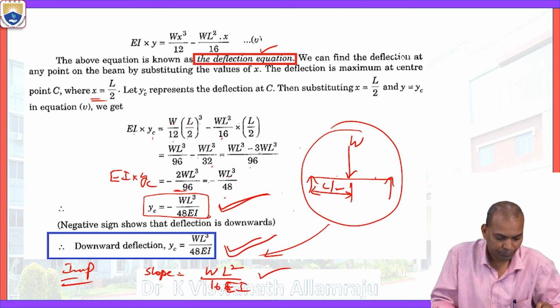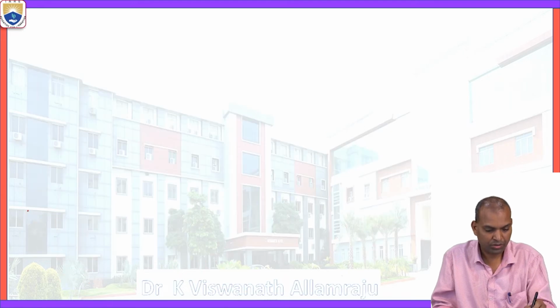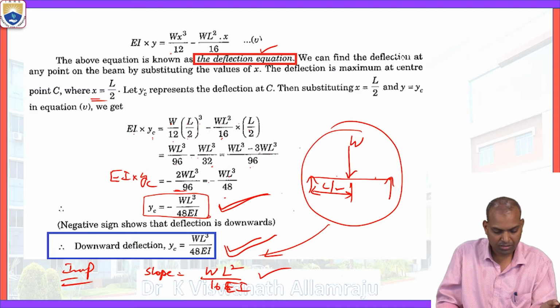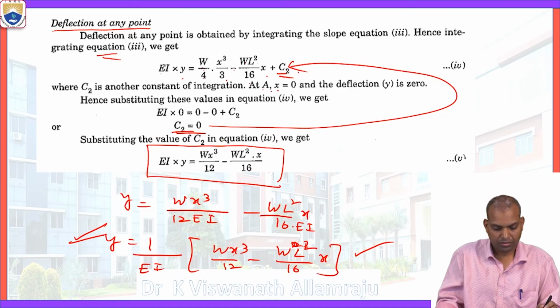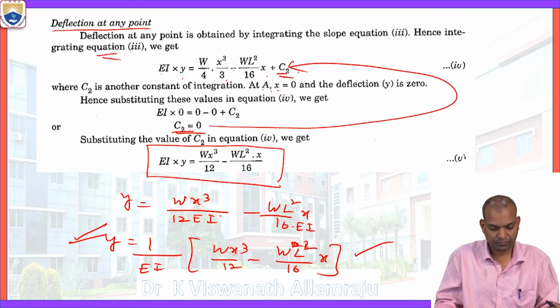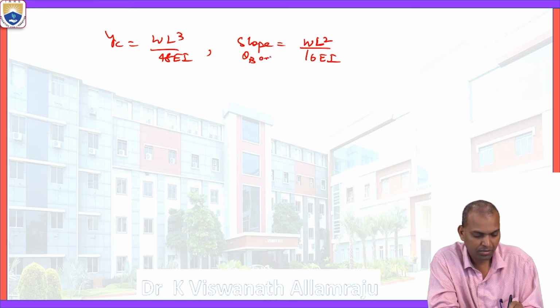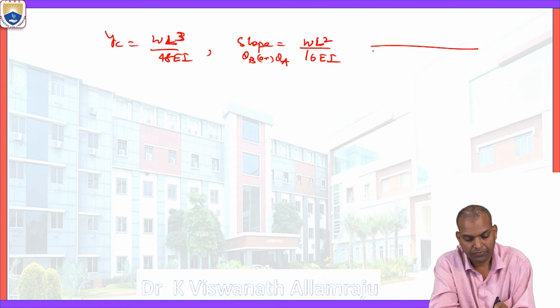So the equations: downward deflection equal to WL cube by 48 EI, and another formula is the slope, WL square by 16 EI. These are the slopes theta A or theta B. This is the maximum deflection of a simply supported beam subject to a point load.